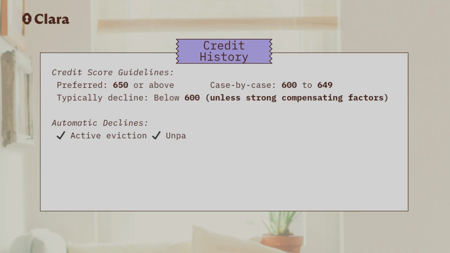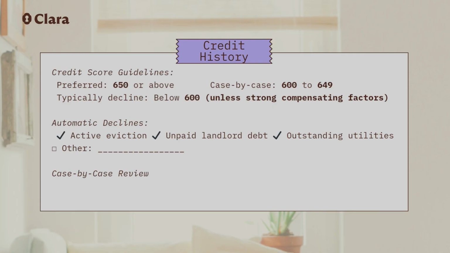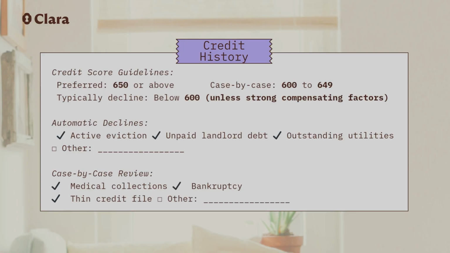So if someone has an active eviction case, you could say that would be a decline. If they have unpaid debt to a previous landlord, that could be a decline. Or if they have something like large unpaid utility bills, that could be something to review. Notice how we're not saying bad credit equals automatic no. We're saying here's how we're going to evaluate each situation.